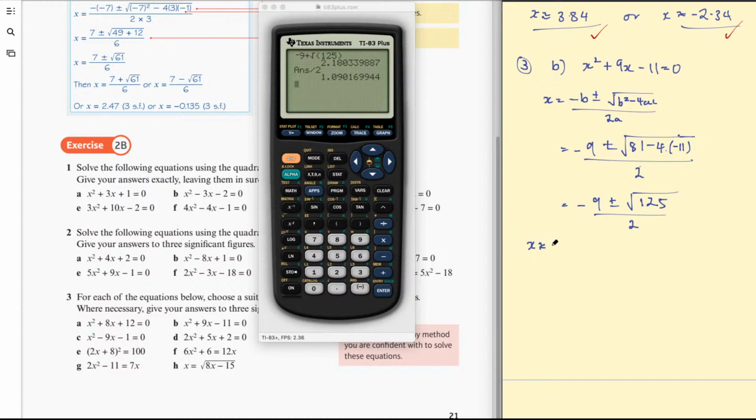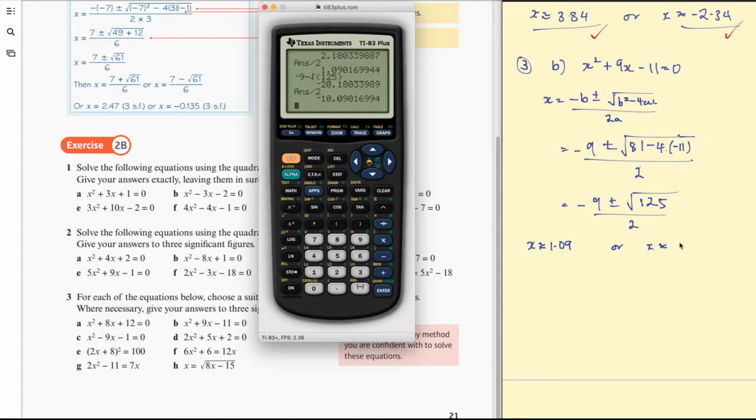So x is approximately equal to 1.09, or x is approximately equal to negative 9 take the square root of 125 divided by 2. This is negative 10 point... think about what we should do here. Look at the fourth significant figure, that's 9. If it's 5 or more, we round up that 0. So this is going to be negative 10.1. Negative 10.1. Okay.